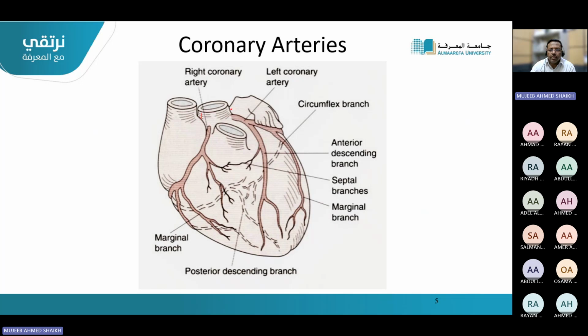This is the starting of the aorta. From the aorta, there are two coronaries coming out. This one is left and this one is right. Once they come out, they will give rise to branches.